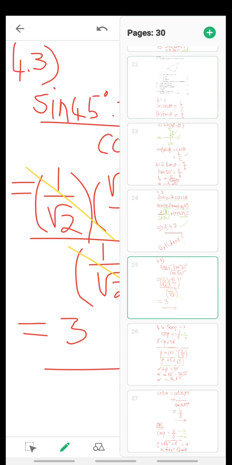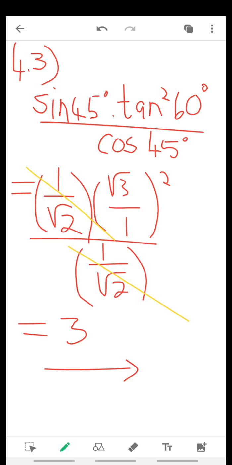Now, when we go to 4.3, let's check. This is what was given to us, okay? Right here. But what is sine 45? Sine 45 degrees using our special angles is 1 over square root 2. What is tan squared 60 degrees? Remember, it is tan 60 degrees all squared, but tan 60 is square root 3 over 1. Then don't forget the squared, okay?